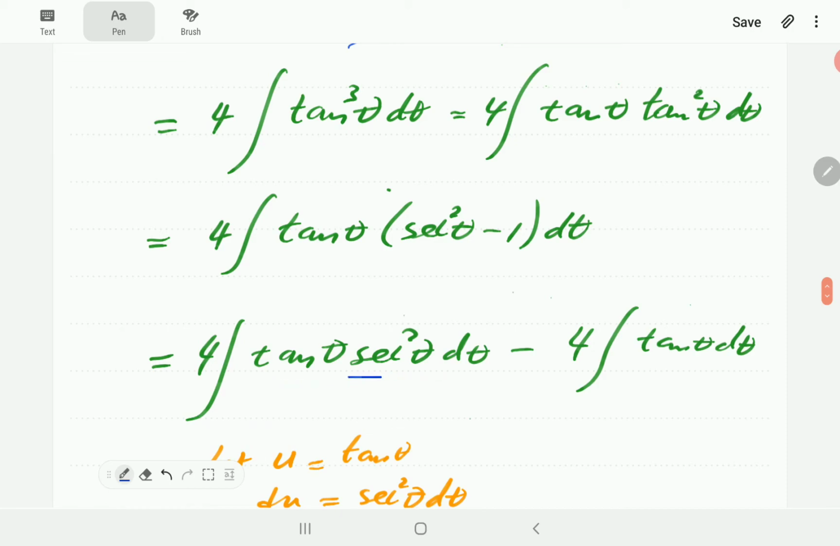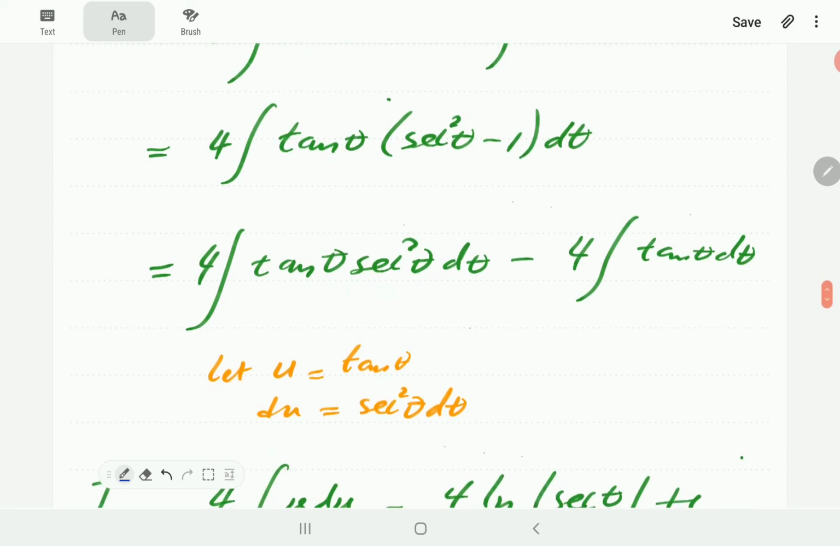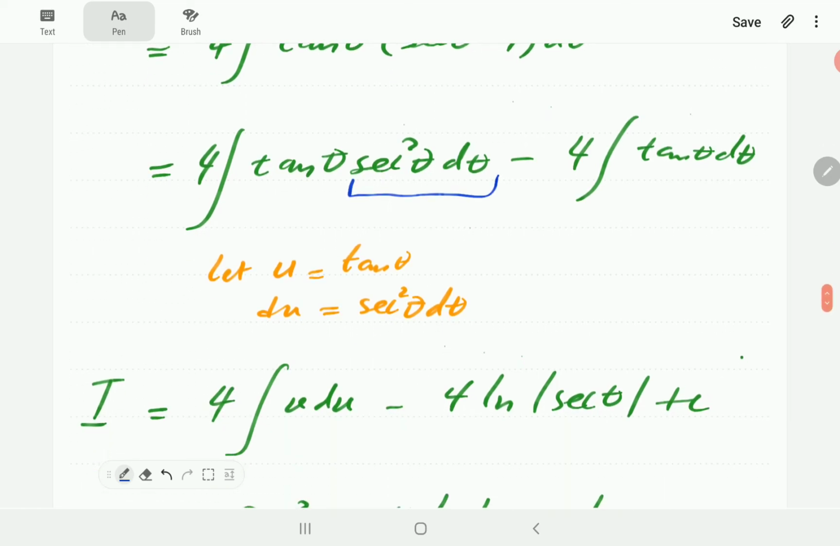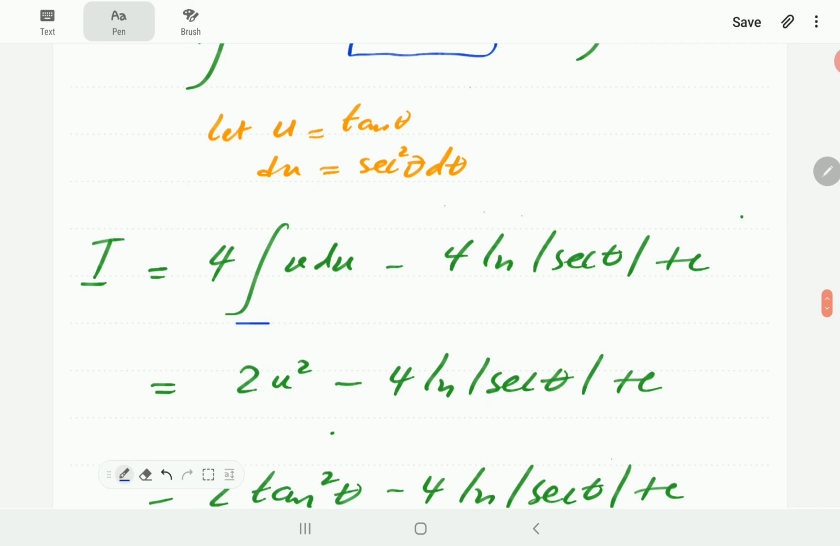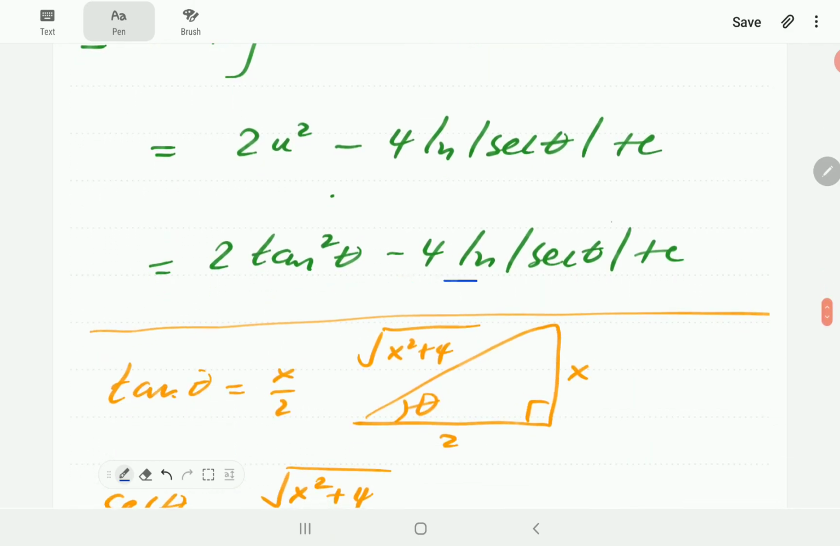And this we can integrate by u substitution. This one is a standard integral. So if you let u be tangent here, then du is going to be just this one. And so that's just going to be the integral of u du, which is u squared over 2 multiplied by 4 becomes 2u squared. The integral of tan is just ln of the magnitude of secant. So this is going to look like this.